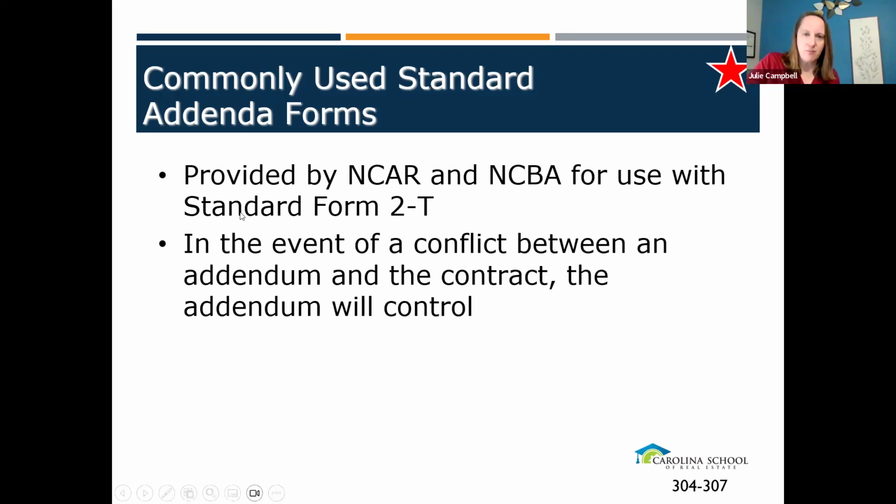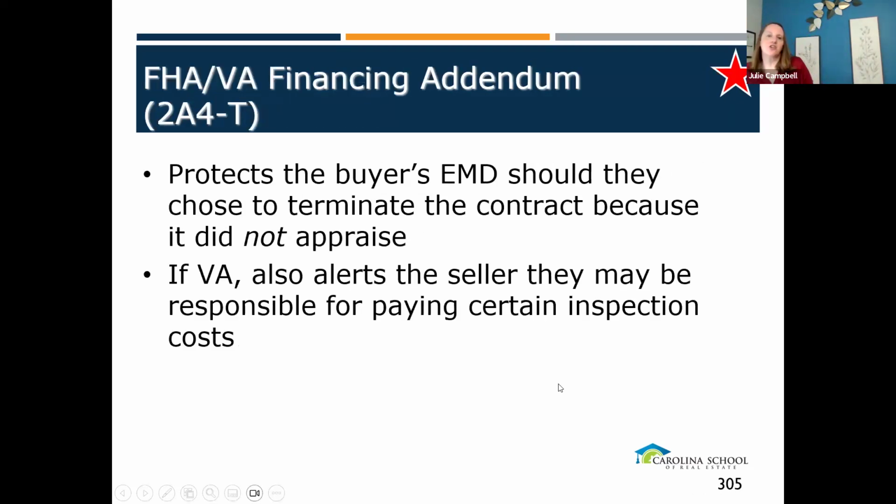The first one I want to talk about is our FHA VA financing addendum. These are two different loan products. There's an FHA loan, there's a VA loan. We will talk about both of these when we get to Unit 15. But the big thing about this addendum, in both cases, is that it protects the buyer's earnest money. If the property doesn't appraise for the sales price, and the buyer chooses to terminate, this form protects their earnest money, even if we terminate after due diligence.